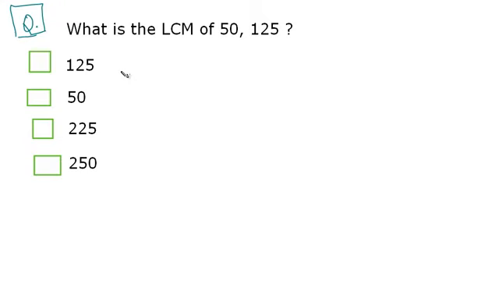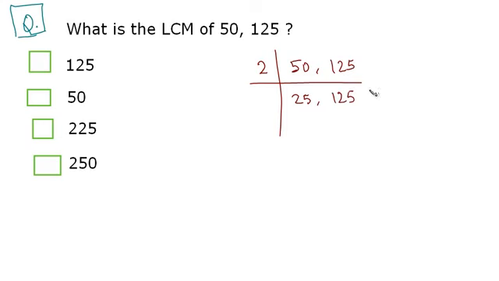Time for a question here. What is the LCM of 50 and 125? And here are your options. So we would solve this by dividing these two numbers by prime numbers. So let's do this. We write 50 and 125 like this, and we divide it by the smallest prime number that can divide these numbers. So I think 2 can divide 50, so we write 2, 2 25s are 50, and here we can't divide 125, so we just have 125 right there.